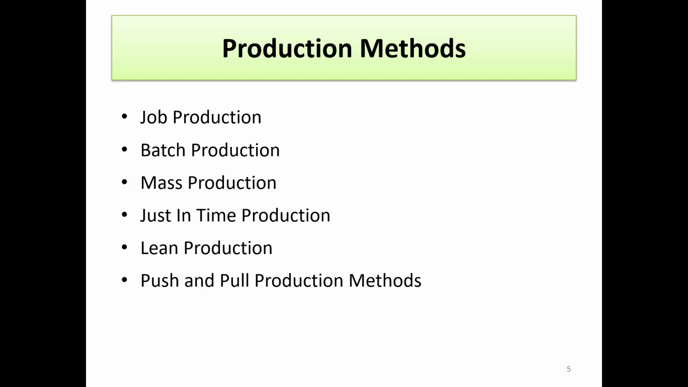In lean production, we reduce or eradicate flab from the production process. Actually, lean is a result of just in time, and then we improve the efficiency of the production process, reducing cost and the time, basically waiting time and all.